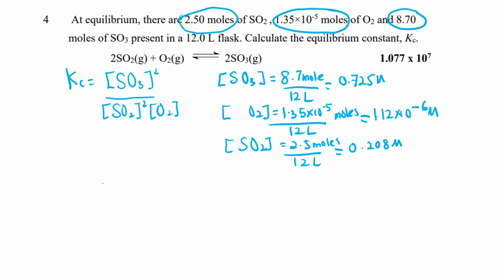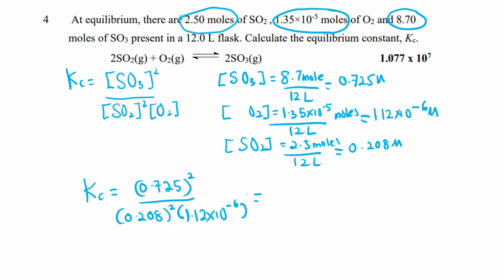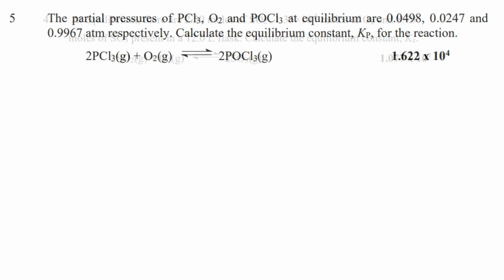Kc. Okay, so Kc just substitute. Kc is equal to SO3 is 0.725 square over 0.208 square times oxygen 1.12 exponent negative 6. Okay, so the answer is 1.077 exponent 7. Unit tidak perlu letak, okay, untuk Kc. Right, so that's for question number 4. Okay, next kita proceed to the next question.